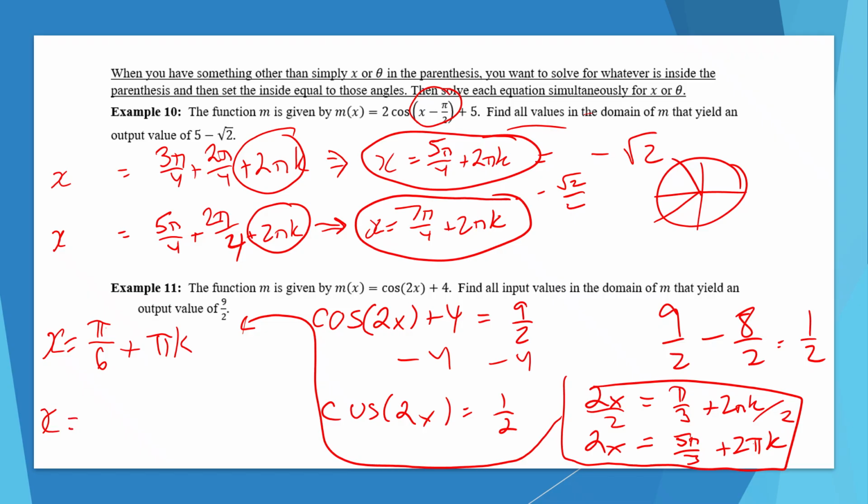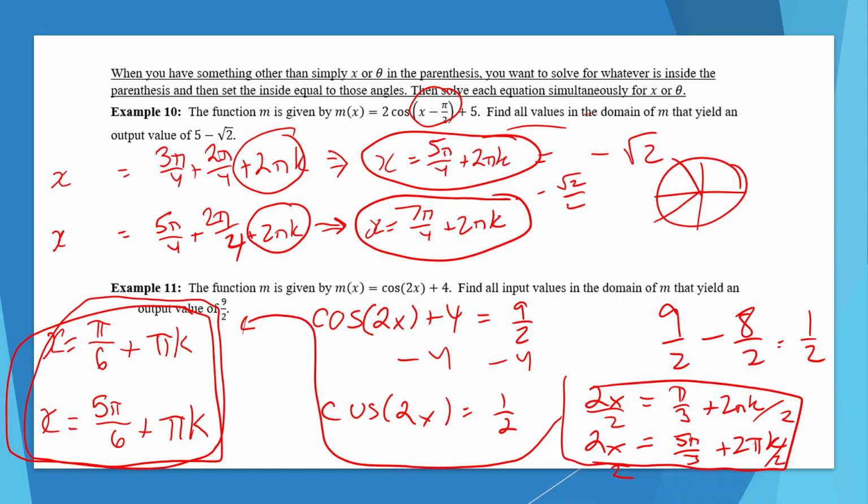Here, this should be x equals 5 pi over 3 times 1/2, which would be 5 pi over 6 plus 2 pi k divided by 2, which should be plus pi k there. This is going to be our solutions to our answer there for example 11.